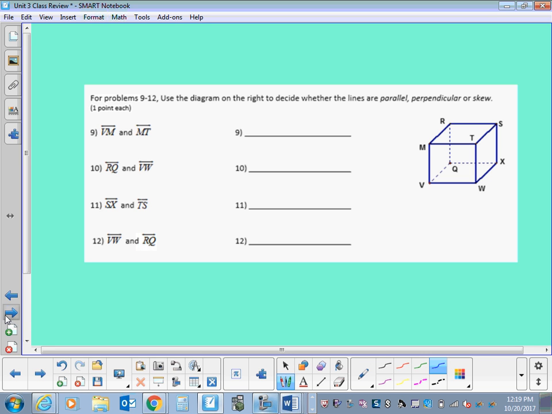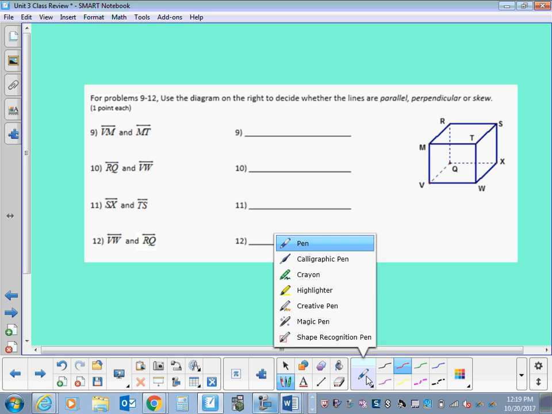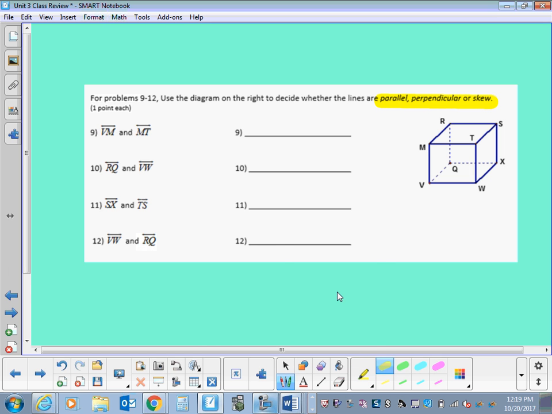All right, so number 9. They want us to say whether we have parallel, perpendicular, or skew. So let's look at VM, which is here, and NT, which is there. What is that? They are perpendicular. So number 9 is perpendicular.